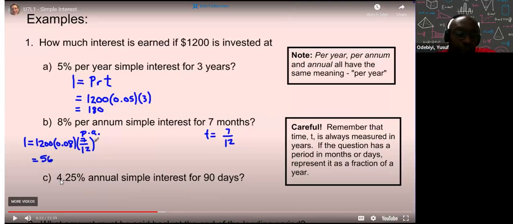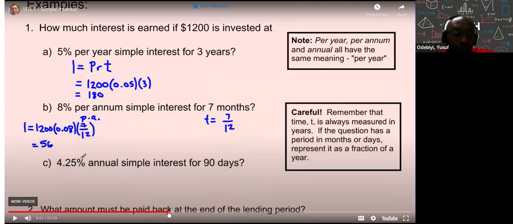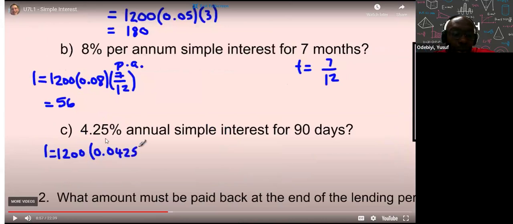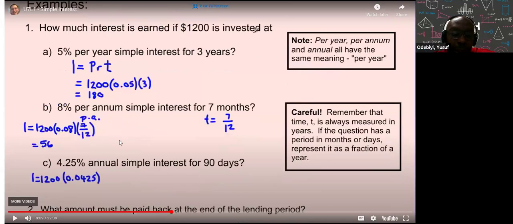Okay. The next one is if the interest is 4.25%, and it's saying 90 days. So now you have to convert days in terms of years. In 1 year, there's 365 days, right? So it'd be 90 divided by 365 that will make that in terms of year. So let's look at that question. We know the 1200, we know the 0.0425. Now the time is the one that's tricky.